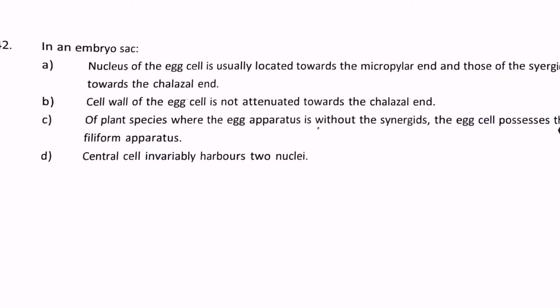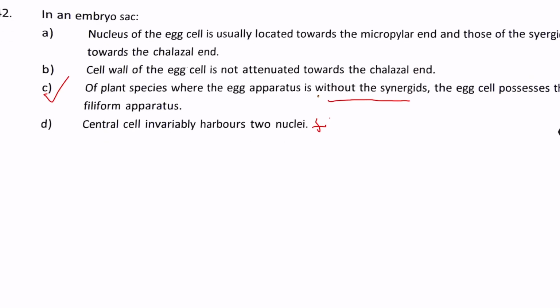B, the cell wall of the egg cell is not attenuated towards the cellulose end. C, of plant species where the egg apparatus is without the synergids, the egg cell possesses the filiform apparatus and the central cell invariably harbors 2 nuclei. Wrong, absolutely wrong, but our answer is number C, that in the plant species where the egg apparatus is without the synergids, the egg cell possesses the filiform apparatus. The cell wall of the egg is not attenuated towards the cellulose end. These are not the correct answers. Our answer is C.